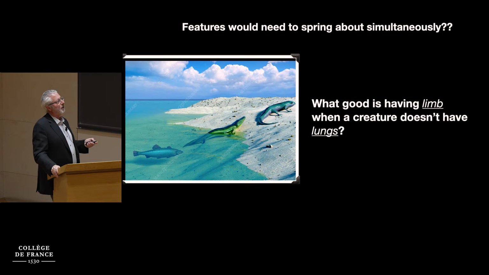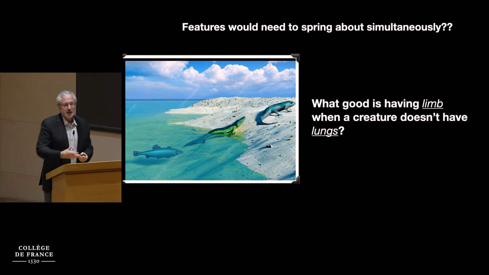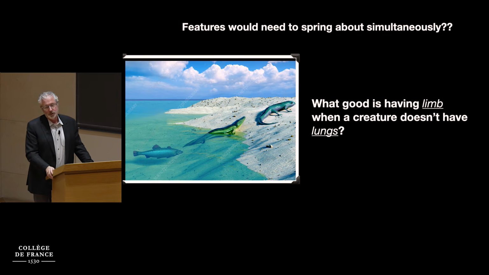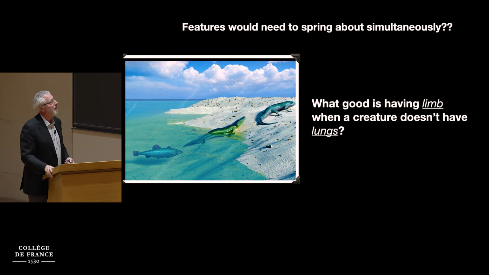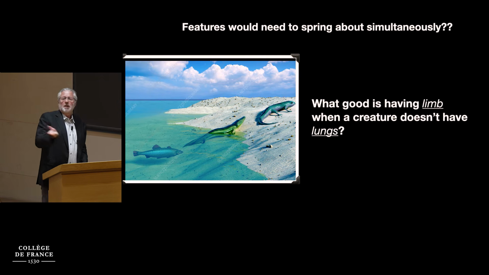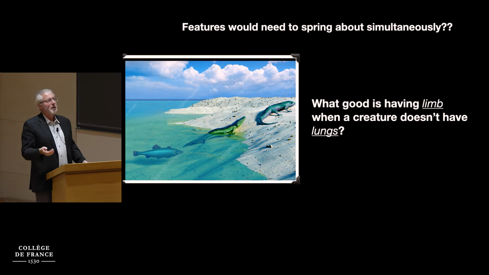What good is having a limb when a creature doesn't have lungs? What good is a creature having lungs, to live on land, if it doesn't have the sensory systems to enable acquisition of land? So many things would appear to have to happen at once. And indeed, Mivart made this kind of argument. But let's look at one system. Let's look at lungs very simply, and then return to the main point.